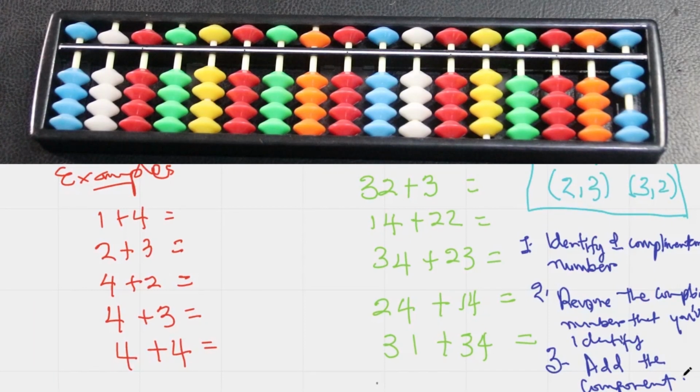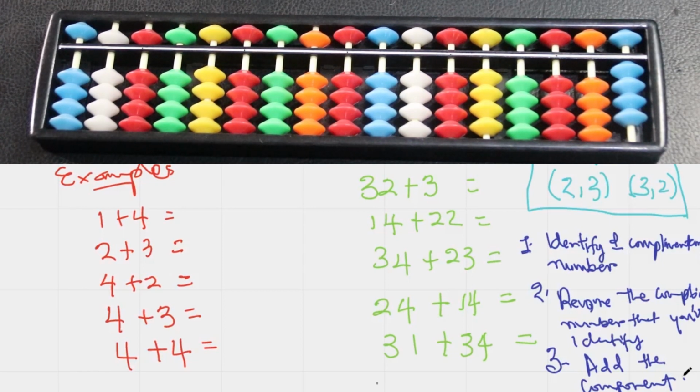We want to add 4 plus 2. 4 plus 2, what do we do? We place 4, we are looking for 2, and we don't have any other bits to use. So looking at step 1, what is the complementary number of 2 to make it 5? That's 3. So we need to identify the complementary number of 2, which is 3. Step 1 is identify the complementary number. We have identified it to be 3.